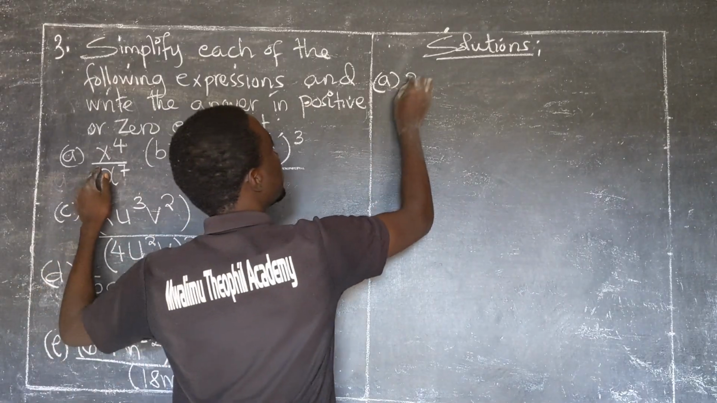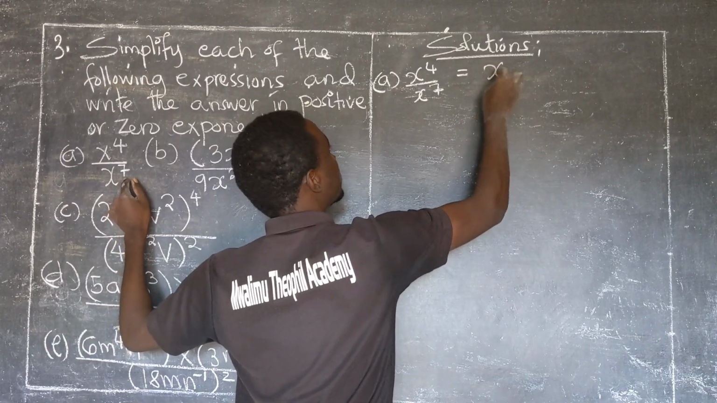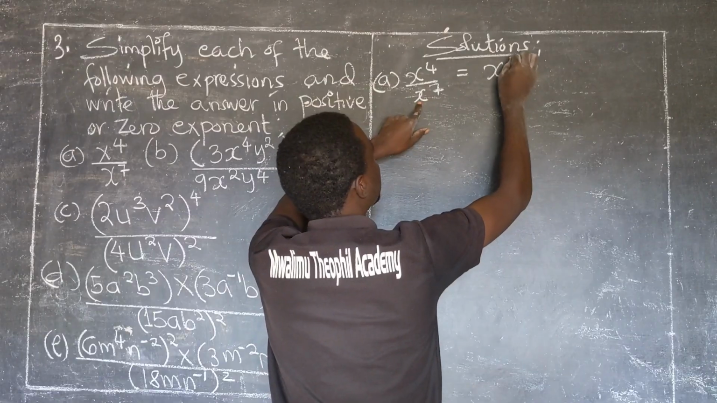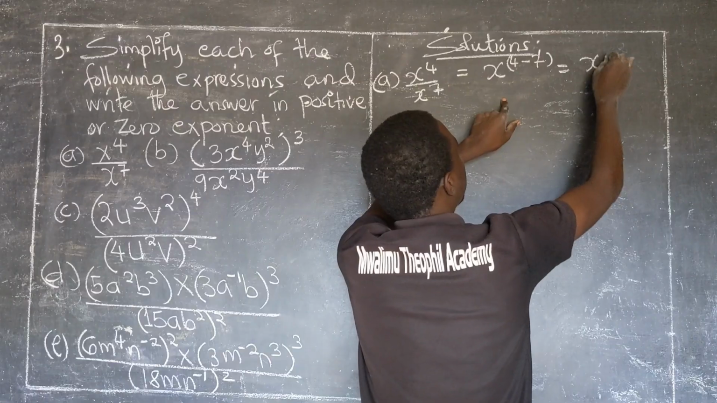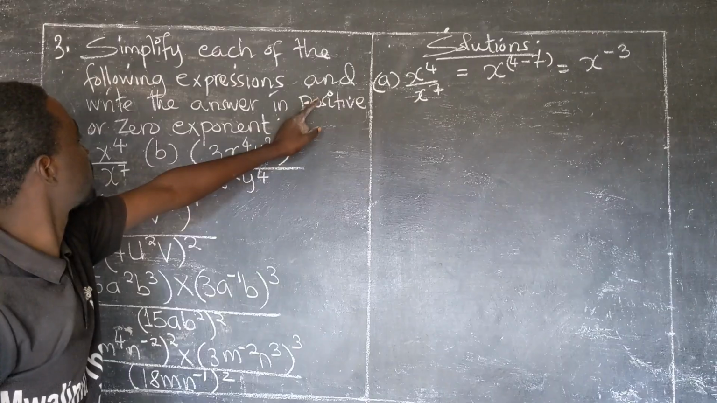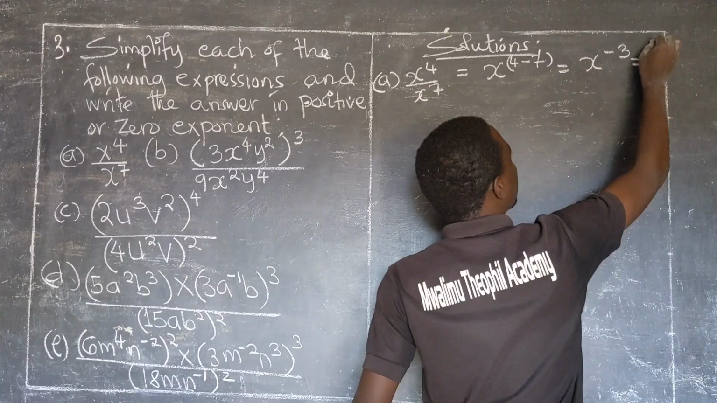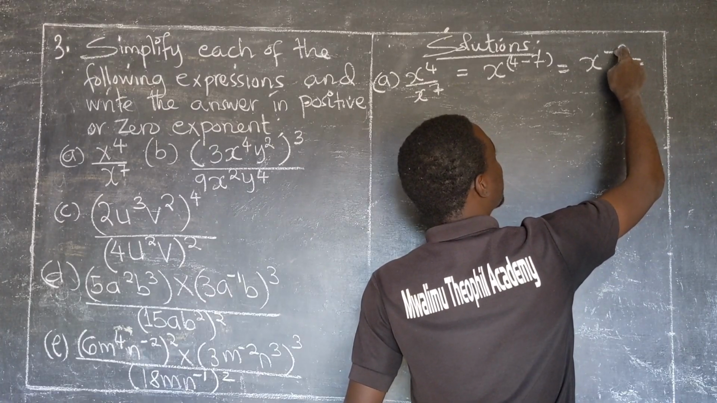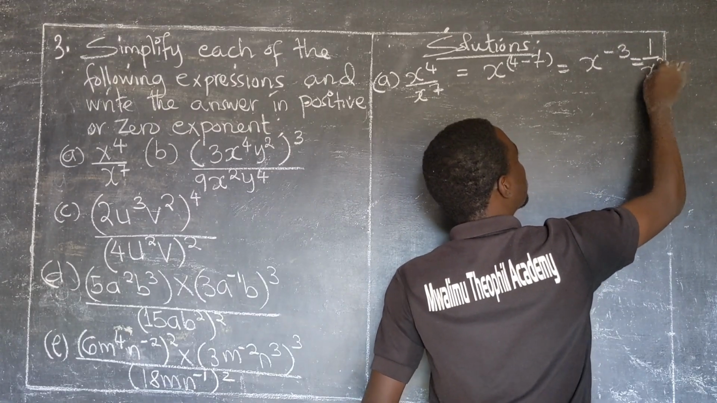We are given x raised to 4 divided by x raised to 7. This will be equal to x. We take one base as we have the same base, and it is division, so we subtract the exponents. So it is x raised to 4 minus 7, which will be equal to x raised to negative 3. But the instruction is to express the answer as positive or 0 exponent. Now, as we have negative exponent, we reciprocate the obtained number so as to have positive exponent. Now it will be 1 over x raised to 3.